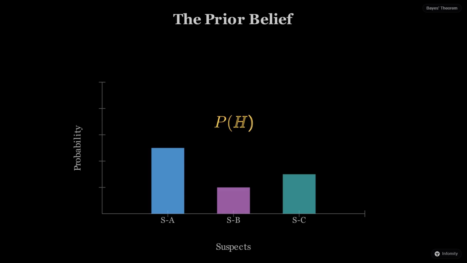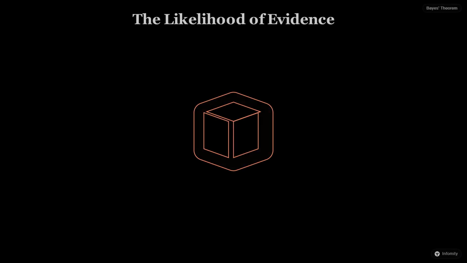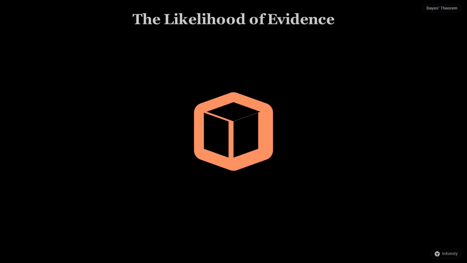In the world of mathematics, we represent this as the probability of a hypothesis being true. We visualize this as a distribution across all possible outcomes. Now, imagine we find a fingerprint at the scene. This is our evidence. But evidence doesn't speak for itself.